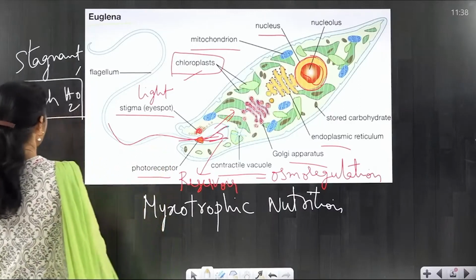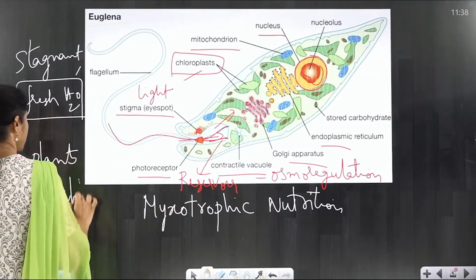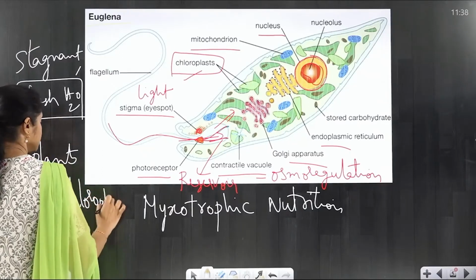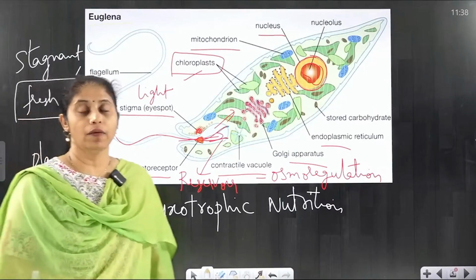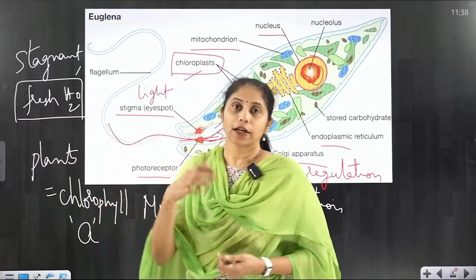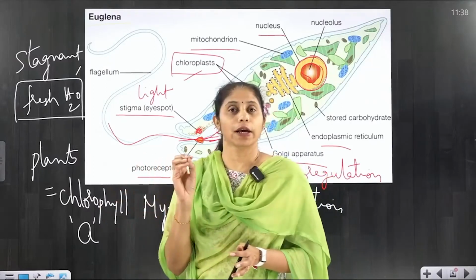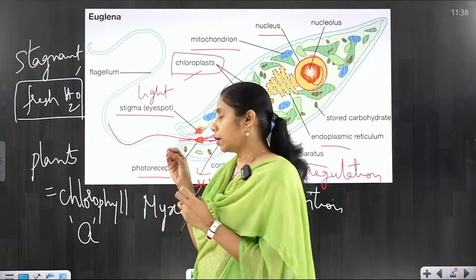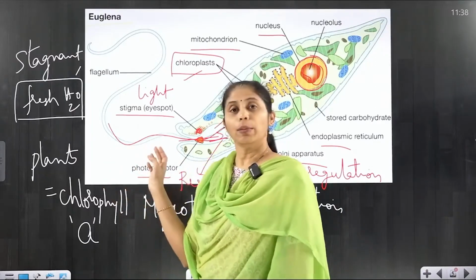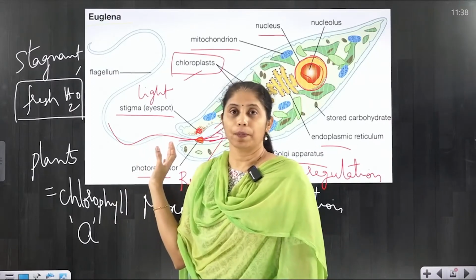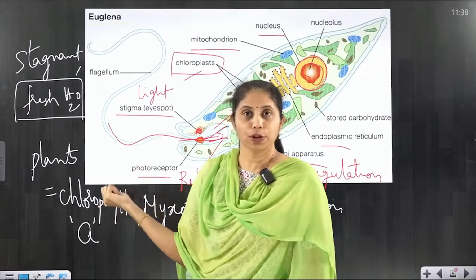These are similar to plants because they contain the same pigment as plants, that is chlorophyll A. Chlorophyll A is present in euglena, which is similar to the plant pigment. In the plant, chlorophyll A is there, and in the euglena also chlorophyll A is there. So in terms of pigments, euglena and plants are the same, and they both perform photosynthesis the same way. With the help of light, photoautotrophism will be shown.